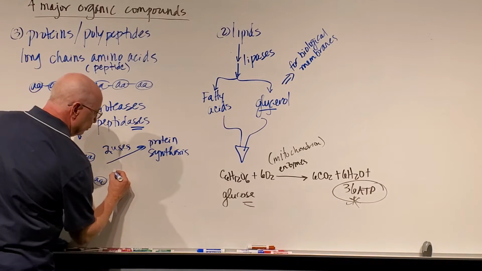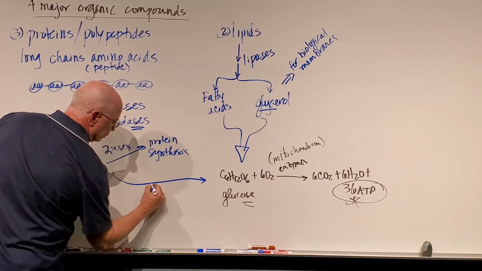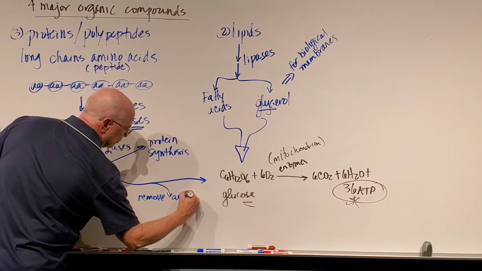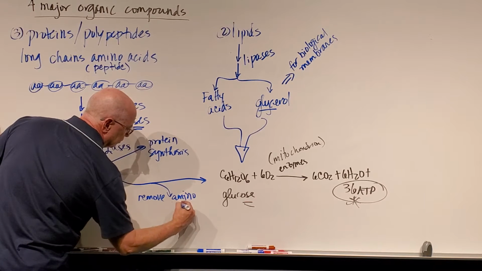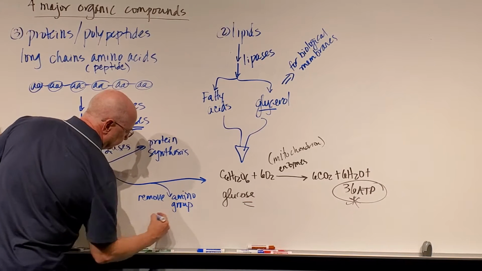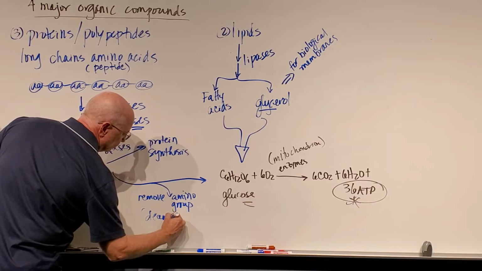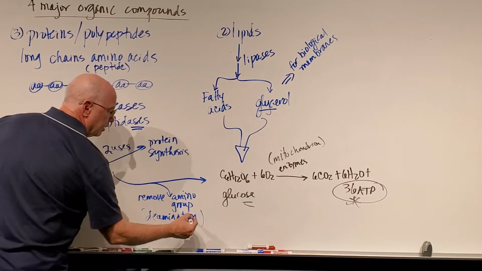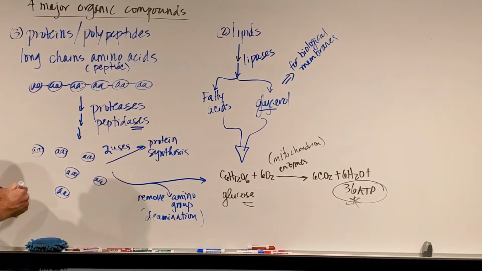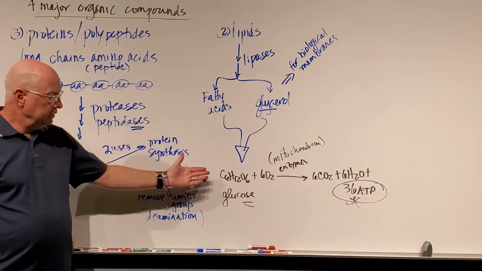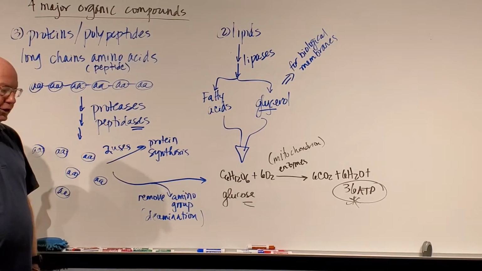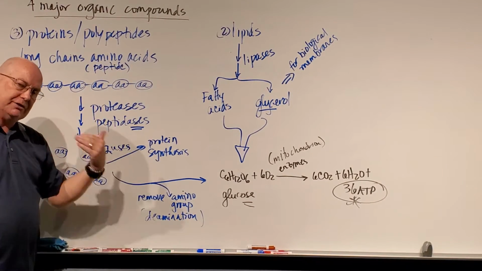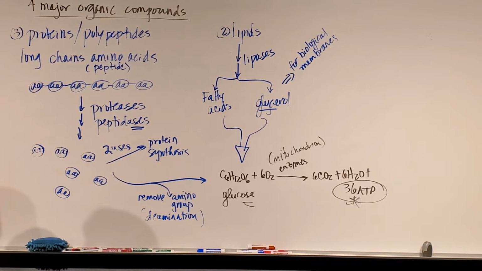But the second use is if I remove the amino group, which is called deamination, then I can use the carbons, hydrogens, and oxygens in the amino acid to convert it to sugar for energy. So now I can use lipids or amino acids and proteins as an alternate source of energy. Okay?